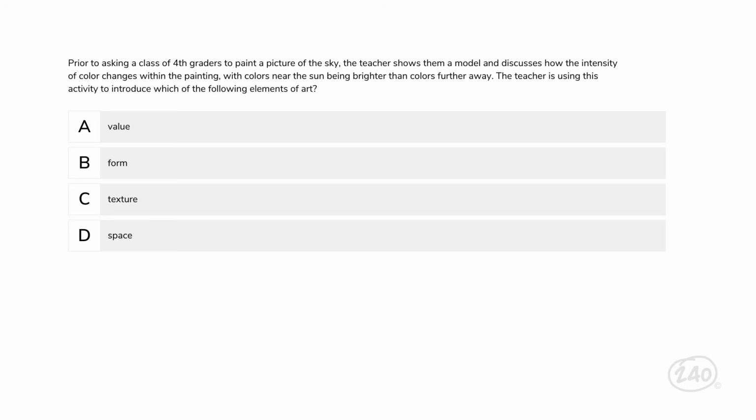Remember when we talked about elements of art? Prior to asking a class of 4th graders to paint a picture of the sky, the teacher shows them a model and discusses how the intensity of color changes within the painting, with colors near the sun being brighter than colors further away. The teacher is using this activity to introduce which of the following elements of art: value, form, texture, or space. Now I have to admit, my first thought was choice D, space.